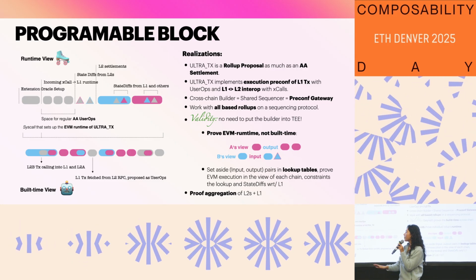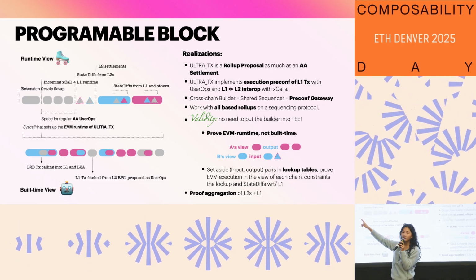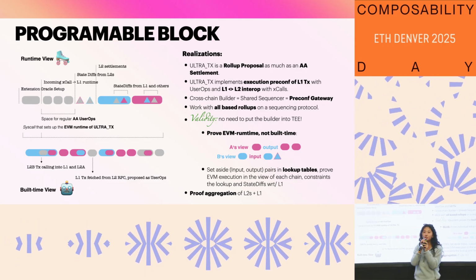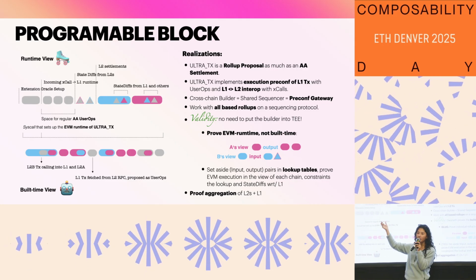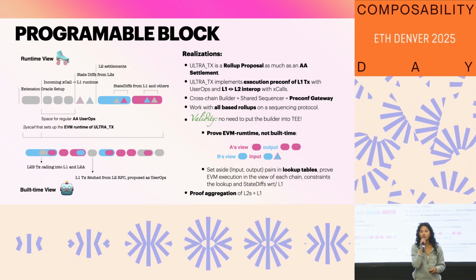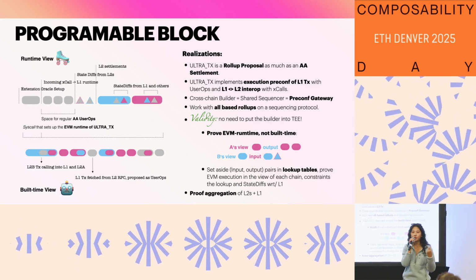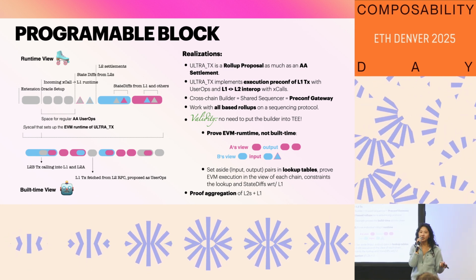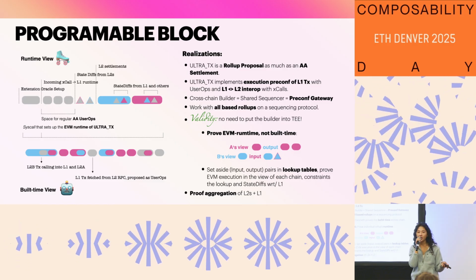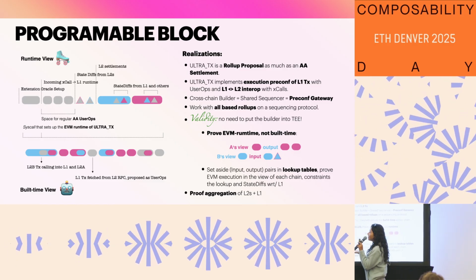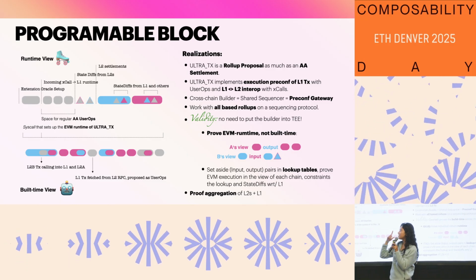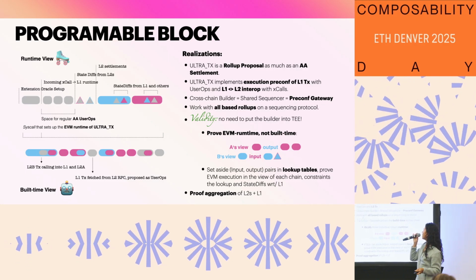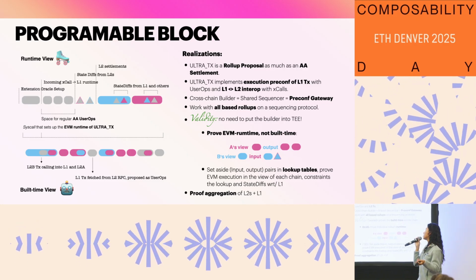Because if you think of it, upon the state lock at the top of the block, you have a bunch of user operations being sequenced in a certain way. That's basically execution pre-confirmation given a deterministic list of transactions, right? And a cross-chain builder is a shared sequencer, but also a pre-confirmation gateway, given the fact that it is giving pre-confirmation for a subset of L1 user operations and L2 transactions. And this protocol apparently worked with most of the base rollup.